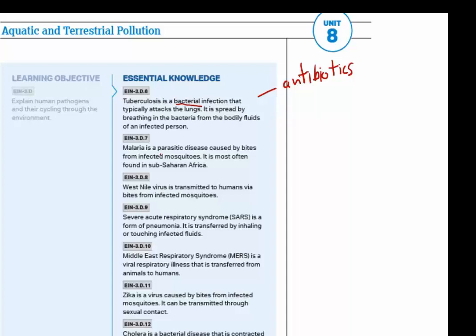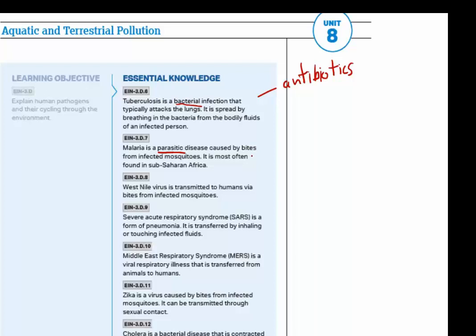Malaria is still a big problem in a lot of the world. It's not a bacterial disease. It's caused by parasites, so it's a parasitic disease, and it's most often caused by bites from mosquitoes, and it's most often found in the sub-Saharan Africa region. So that's more the tropical rainforest region along the equator, where the equator goes across Africa. And again, it's a parasitic disease.